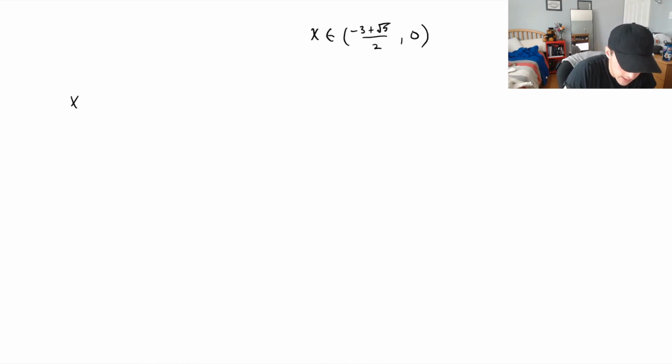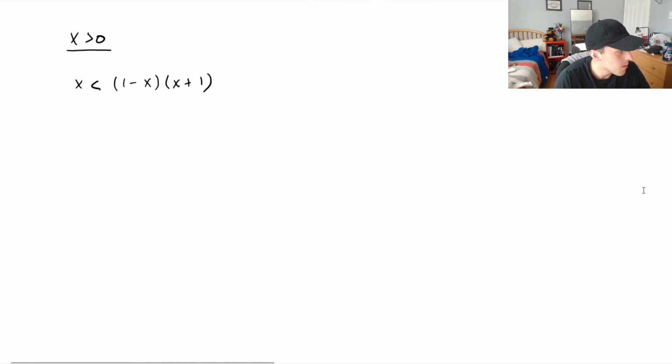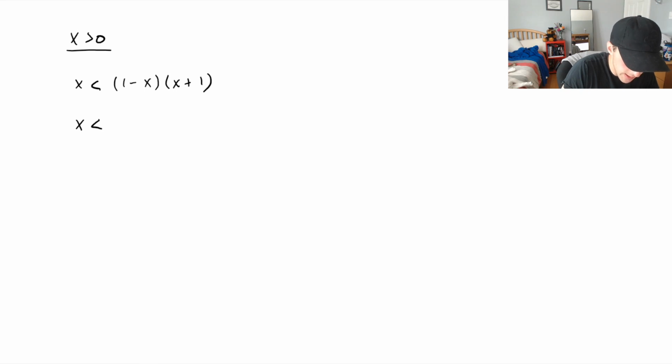And in this case, our inequality will become x is less than 1 minus x times, and now it's just going to be x plus 1. Okay, and it might be getting a little bit repetitive now, but we're almost done. So we've got x is less than, we're just going to expand this out. We'll get 1 minus x squared. Simplifying this, we get x squared plus x minus 1 less than 0.